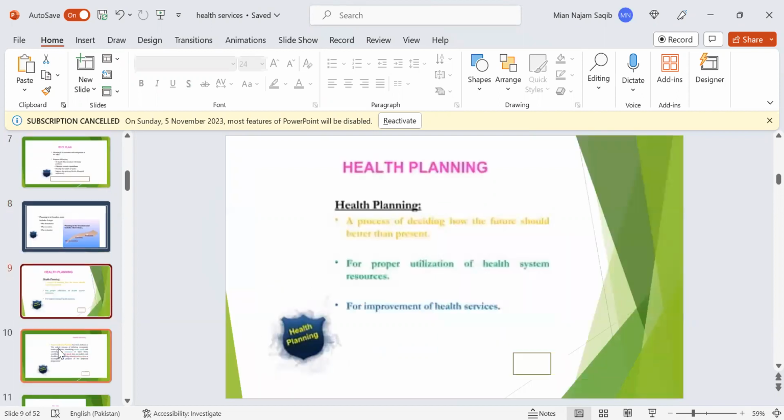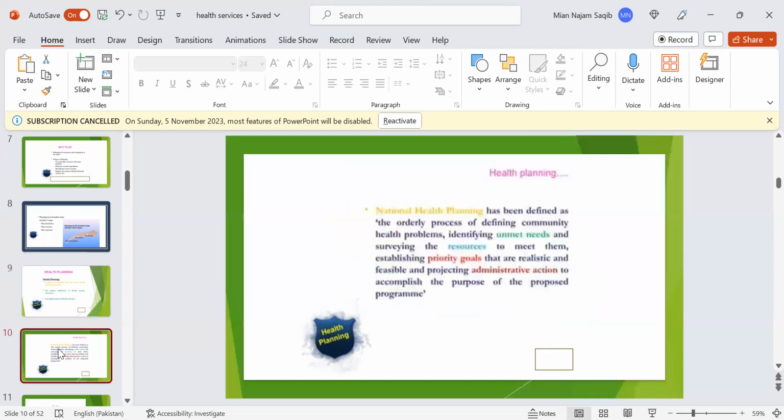Health planning is a process of deciding how the future should be better than the present for proper utilization of health system resources and for improvement of health services. National health planning has been defined as the orderly process of defining community health problems, identifying unmet needs, and surveying the resources to meet them, establishing priority goals that are realistic, feasible, and projecting administrative action to accomplish the purpose of the proposed program.